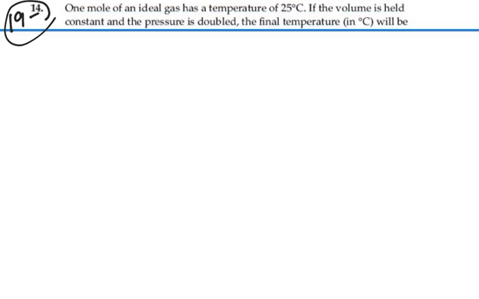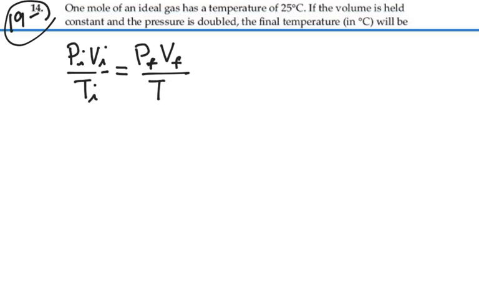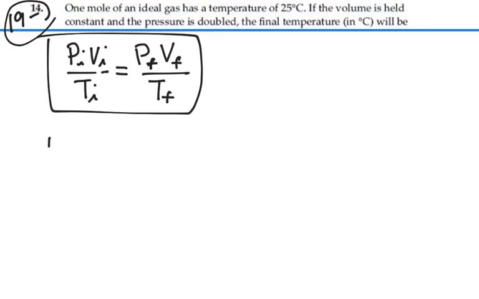And in general, then, we would have that our initial pressure and our initial volume over our initial temperature is a constant. That's equal to our final pressure, final volume, over our final temperature. And in this case, our initial temperature is 25 degrees Celsius. Add 273 to that is going to give us 298.15 Kelvin as our initial temperature.